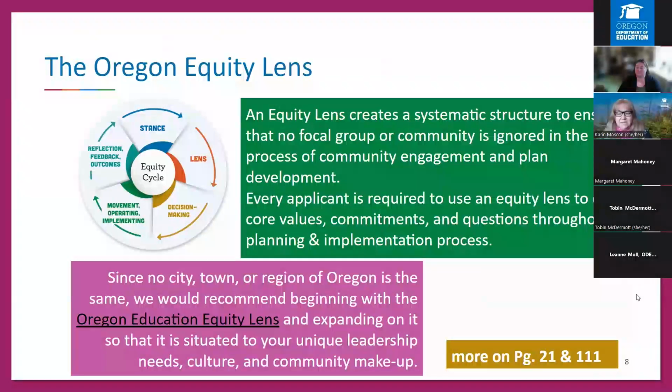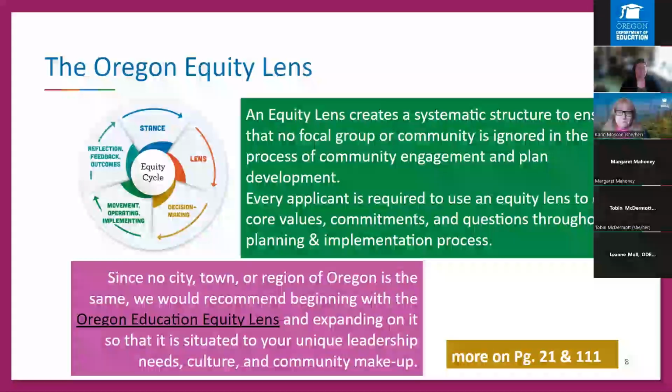So every applicant is required to use an equity lens to center their core values and commitments. And the equity lens is part of what you can see here as the equity cycle. If you look in the document in Appendix D on page 111, then you'll see a little bit more about the equity cycle, and it also goes into a lot more detail around the different steps of the equity cycle, which starts out with an equity stance.